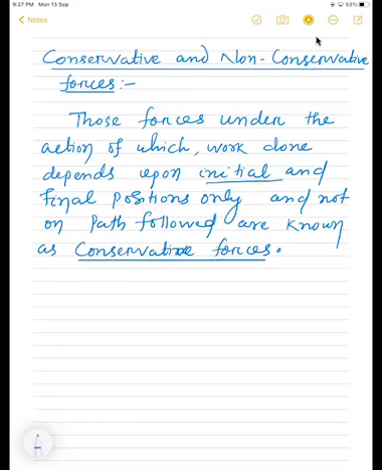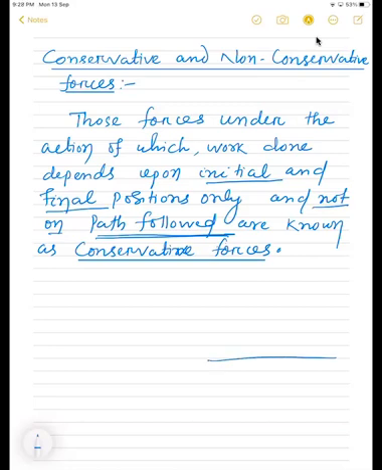It depends on the initial and final position, not on the path followed, like gravitational force, spring force, electrostatic force, magnetostatic force. It doesn't depend on what path you moved the magnet, or in what path you moved the body from one person to another, but what the initial position is and what the final position is.